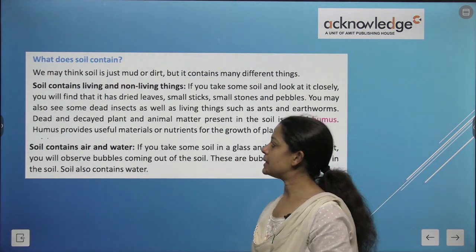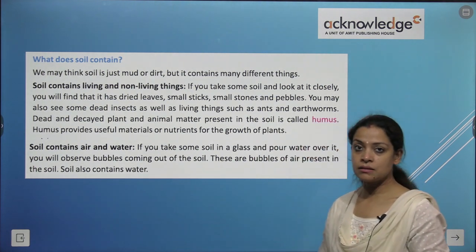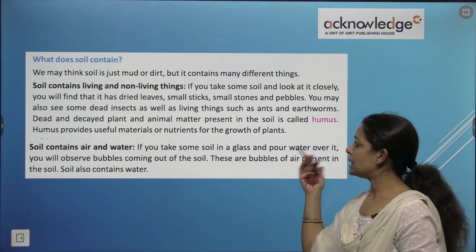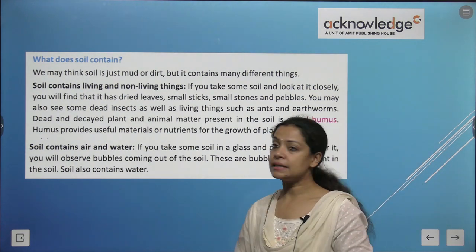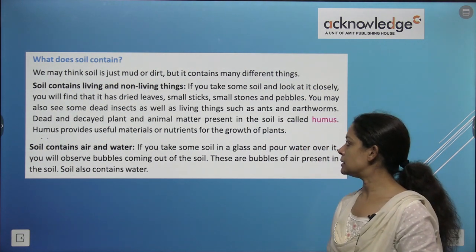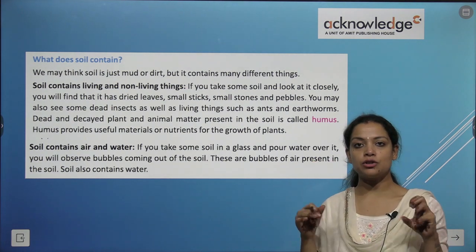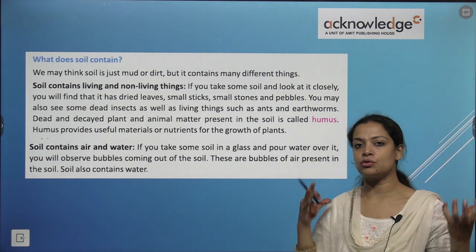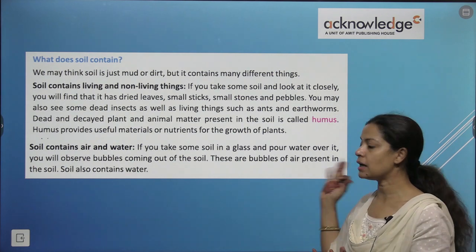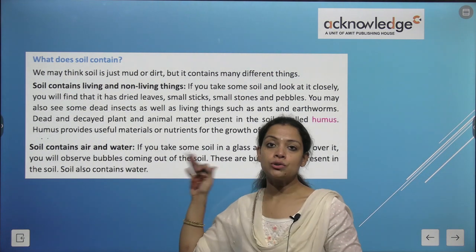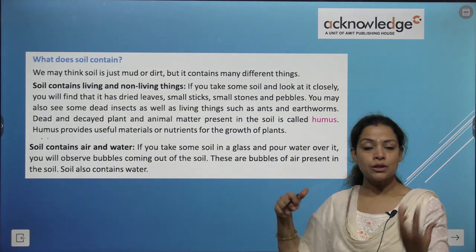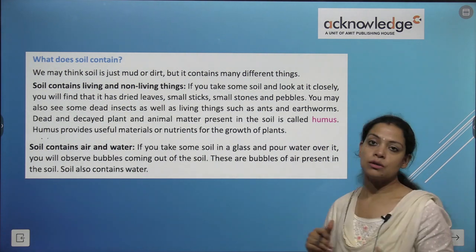You may see some dead insects in it, microorganisms, insects, ये सब भी होते हैं. Ants, earthworms, dead and decayed plants and animals are there, and it is called humus. So together ये जो decayed and decomposed materials जो soil में होता है, इसको कहते हैं humus. Humus provides useful material or nutrients and minerals for the growth of plants.